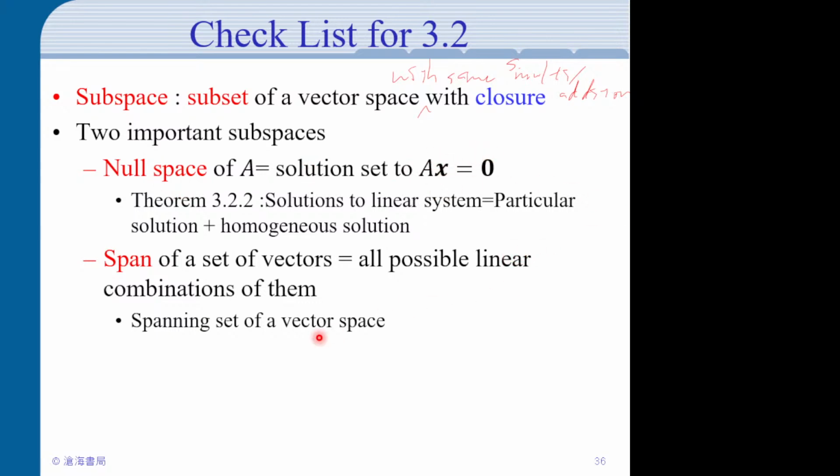Okay. And then the span of a set of vectors is also a subspace. You are just given whatever vectors v1, v2, up to vn, and you think about all possible linear combinations of them. That's the span of them. And then you can also think about a spanning set of a vector space, where the span of a set of vectors equals the vector space. Okay.